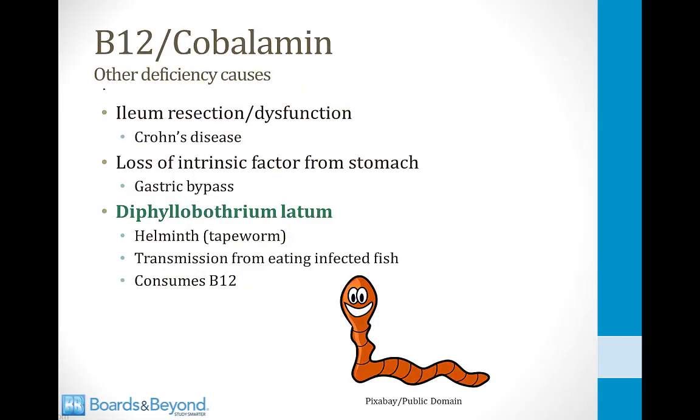Besides pernicious anemia, there are other reasons you can become deficient in vitamin B12. If your ileum has been resected or it's dysfunctional, such as in Crohn's disease, you can be unable to absorb vitamin B12. If you lose intrinsic factor from the stomach, for example, if you've had surgery for obesity in the form of gastric bypass, you can potentially be unable to absorb vitamin B12.